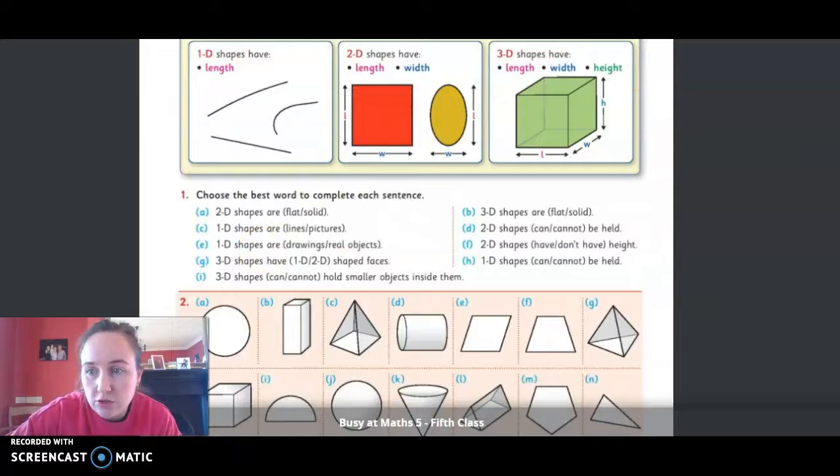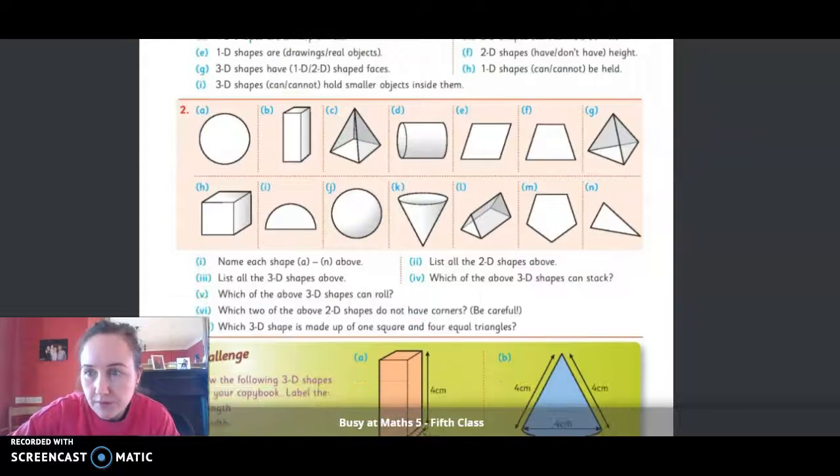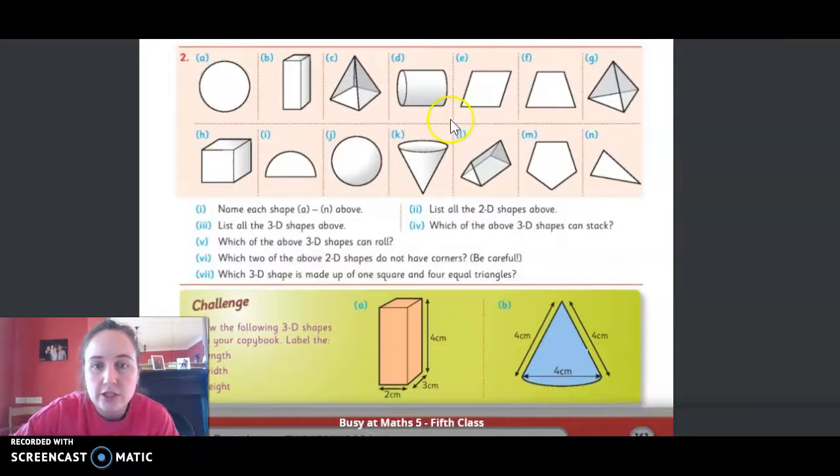I think you just need to write the sentences and pick which word fits in at the end of the sentence. So 2D shapes are flat or solid. They are flat. It's your 3D shapes that are solid. So you just do those. And then you come down to number 2 and you have to write all the names for these. Miss Core said that you can look in your challenge book. I think she said it goes through 3D shapes there. So just check what she said in her email. And yeah, you just answer the rest of those questions for those.